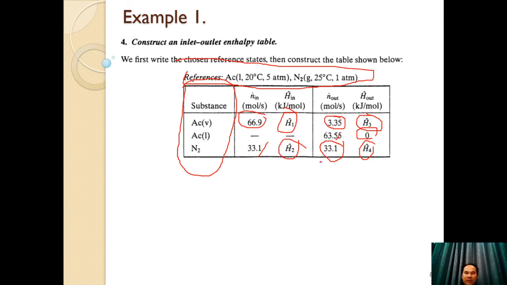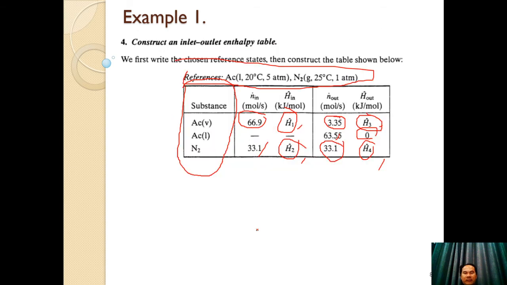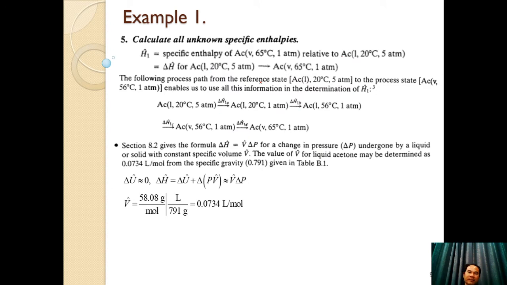The next step, we have to determine S1, S2, S3, S4. S2 and S4 you can read from the table because the table for nitrogen refers to this temperature and pressure already. How about S1 and S3? S1 and S3 you have to calculate based on referring to acetone liquid output, that's 20 Celsius and 5 atm. We show you the first step for S1. S1 is the specific entropy of acetone vapor phase at 65 degrees Celsius, 1 atm, relative to the reference state with acetone liquid at 20 degrees Celsius, 5 atm.